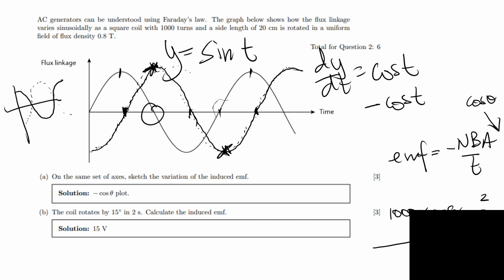Right, so on the calculator, 1000 times 0.8 times 0.2 squared times cos 15, and then divided by 2, I get 15.45. So 15.45 volts, and I think they rounded it to the nearest number.